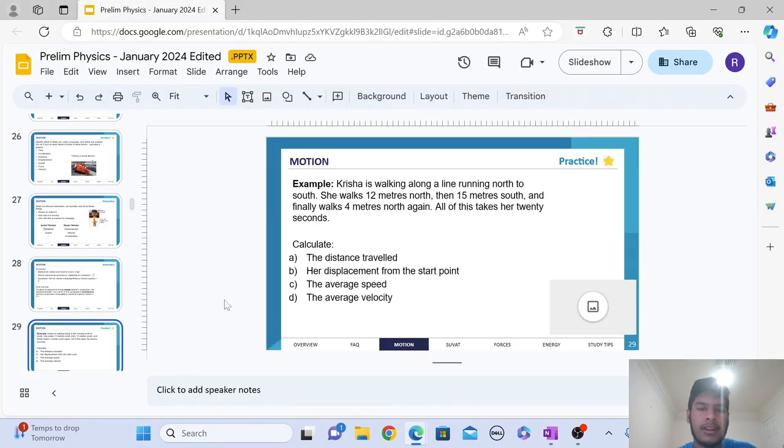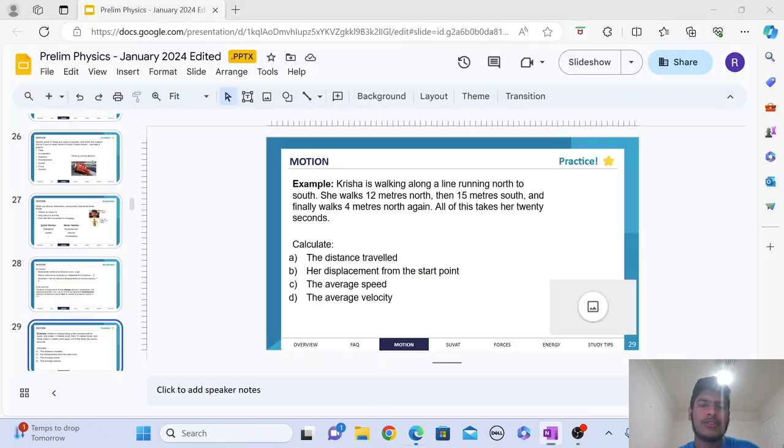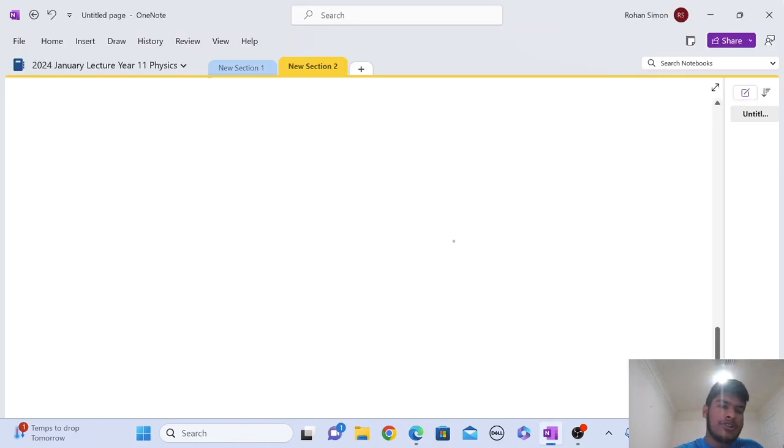That's distance. Then part B says to find her displacement from the starting point. That's where we now need to draw in our vectors. So this is how you would usually do these sort of questions. First she walks 12 meters north. So let's draw in our 12 meters north displacement vector. Let's put in our origin. Our origin, let's just say, is this point here. I'm going to call it O for origin. And she walks 12 meters north.